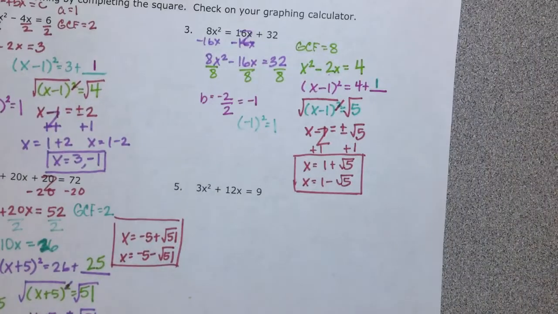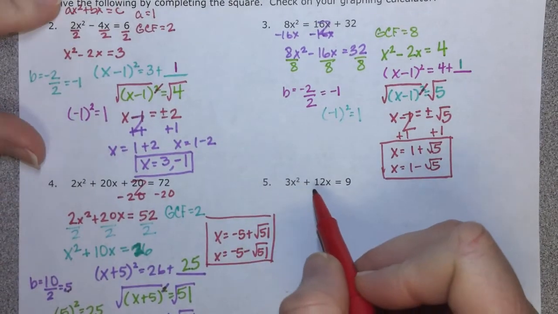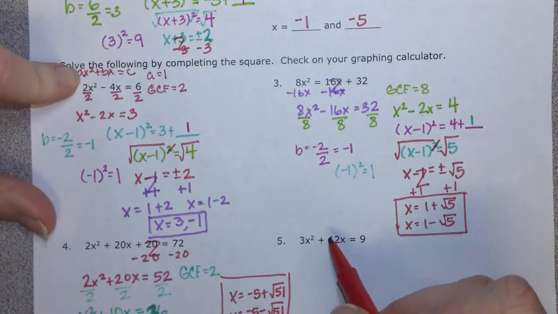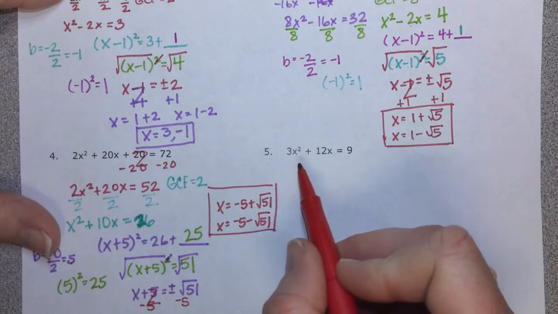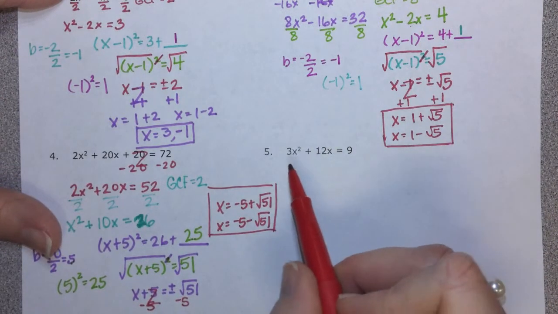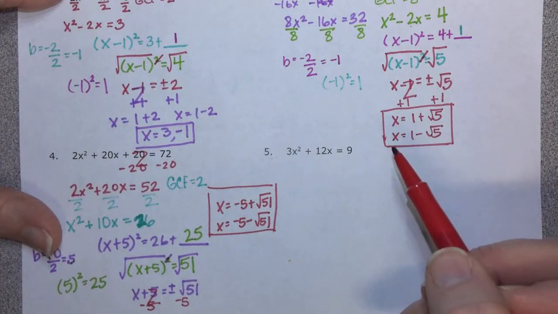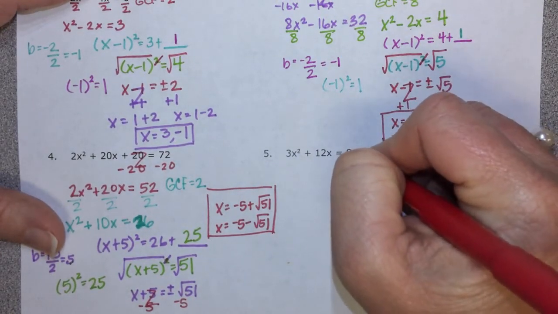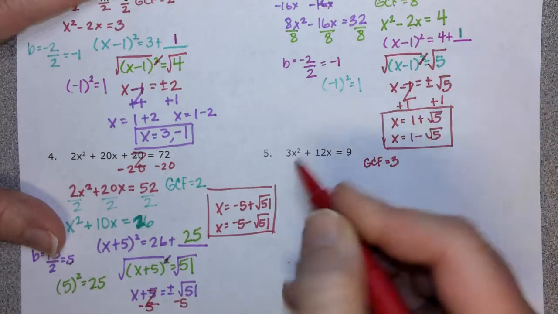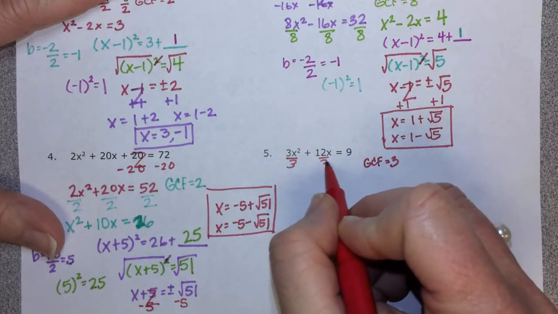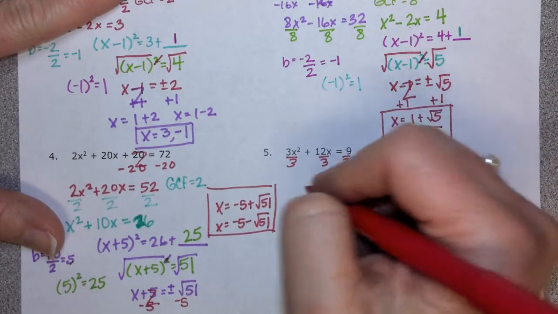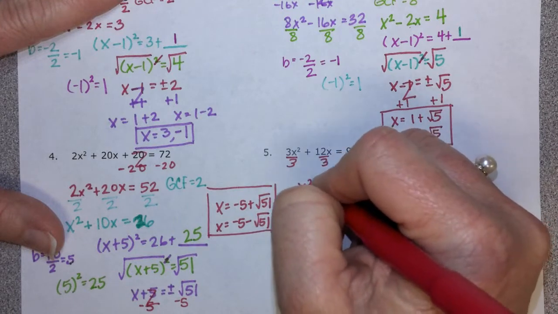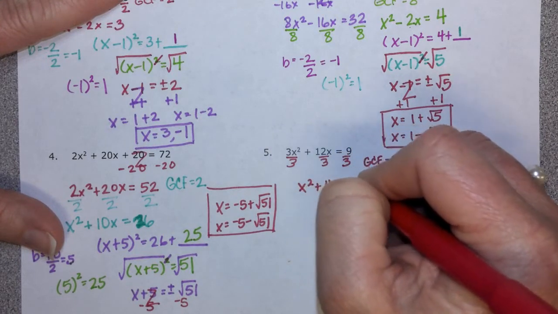Okay. All right, so for number 5, I see that my equation is set up just like how I need it to be, but I do not have an a value of 1. So I'm going to take my smallest number here, 3, to see if it is my GCF, and I see that it can go into each one of them. So my GCF equals 3. That's what I'm going to divide out from each term. And when I do that, I get x squared plus 4x equals 3.